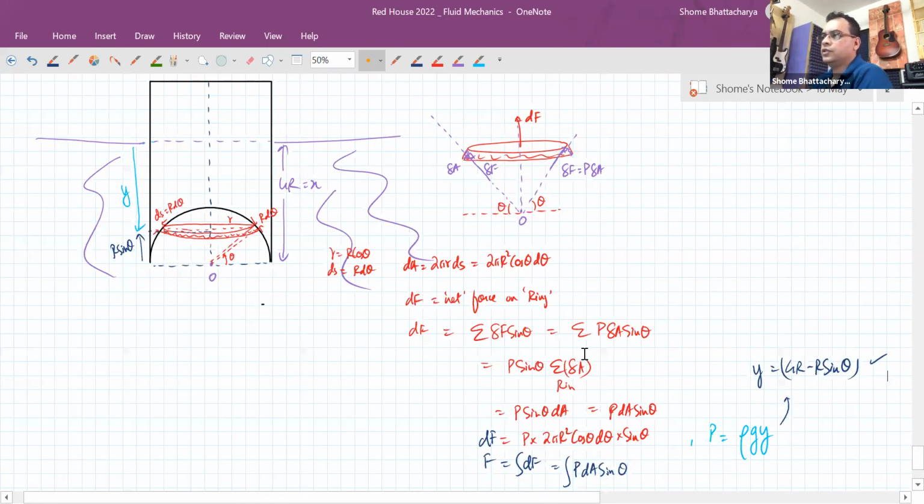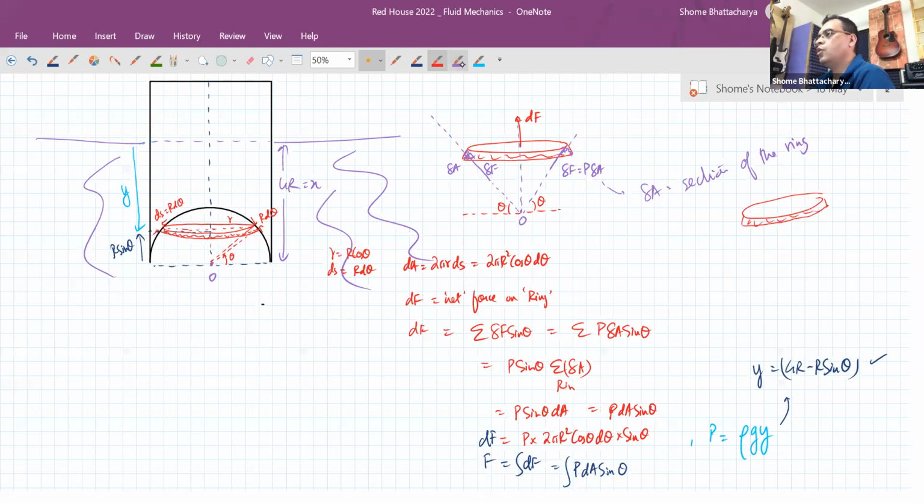So you try this out over here. This del A that I've written over here is not the area of the ring. This del A is a section of the ring itself. So the ring itself looks like this. On that ring, you've taken a section like this. This section is of area del A, and that section is experiencing a force in this type of direction.